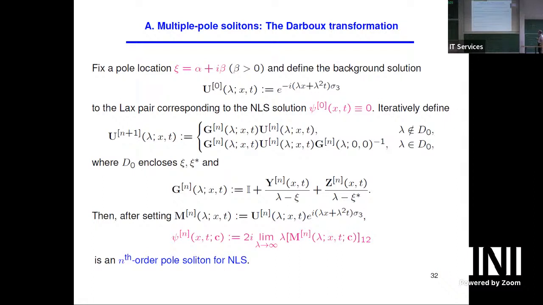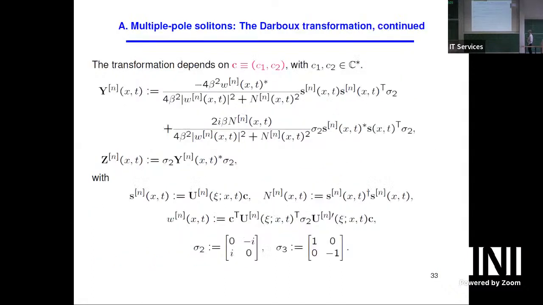I think the main thing I want to point out is that I've got this psi to the n, which is the solution to NLS after n steps of doing this Darboux transformation. They're ugly formulas. So since you asked, anyway, yeah, it's all explicit, but it's forced by the problem.